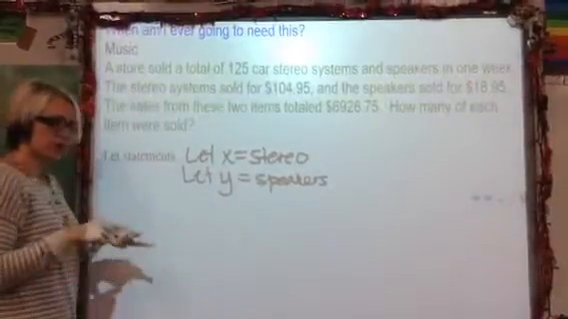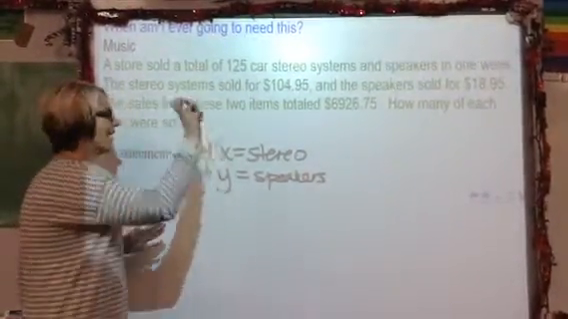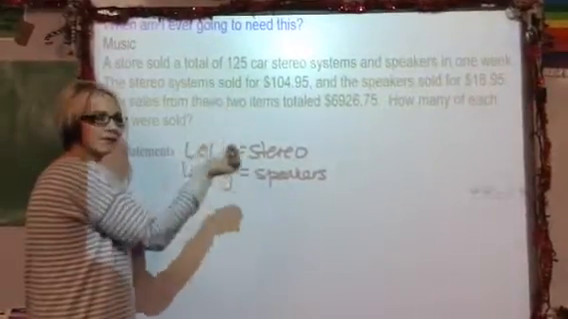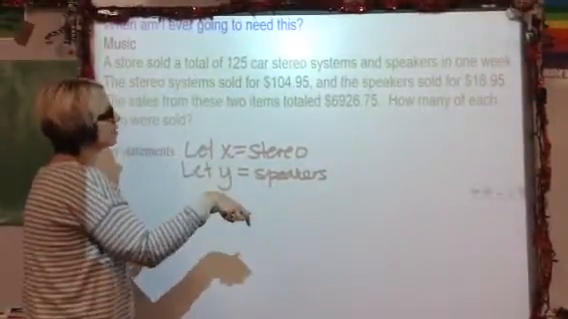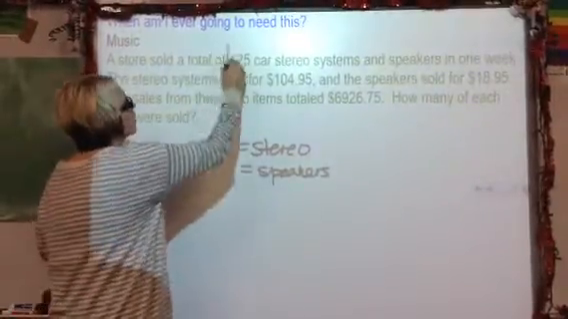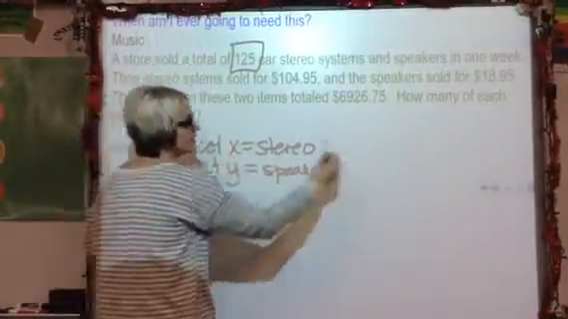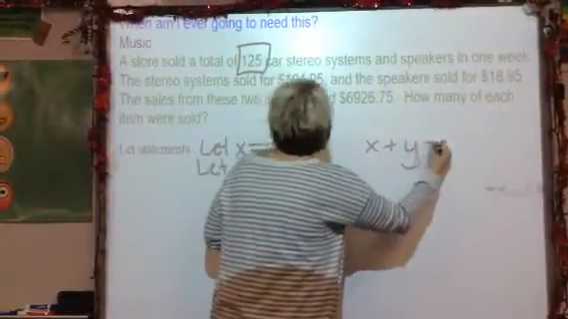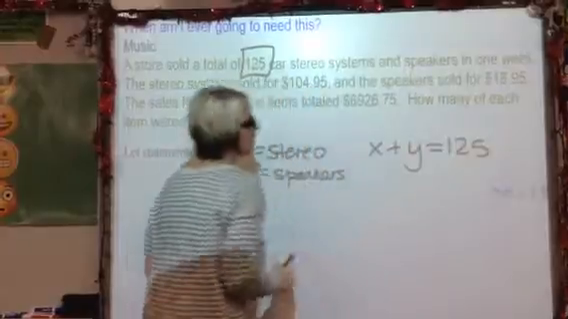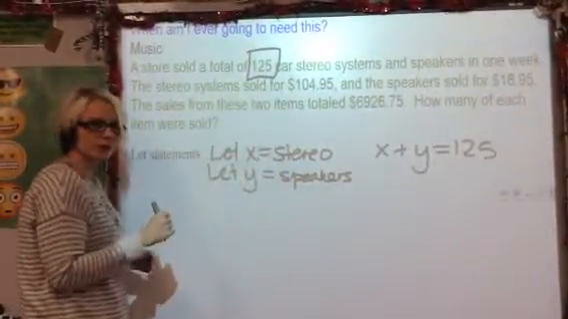Now, when we did the real world problem last time, we know that we are always going to have two equations, and one of them is going to be for the amount of objects that we have, and the other one is going to be for the amount of value that we have. So we need one equation for this, because that's the total amount of objects that we have, and so we're going to say x plus y is equal to 125. Because I have some stereos, some speakers, together that's 125 total.